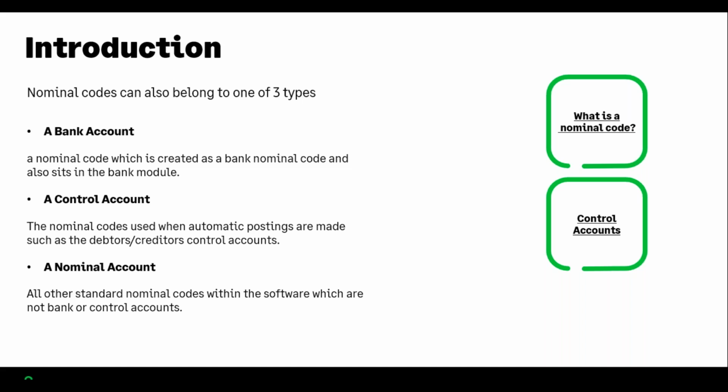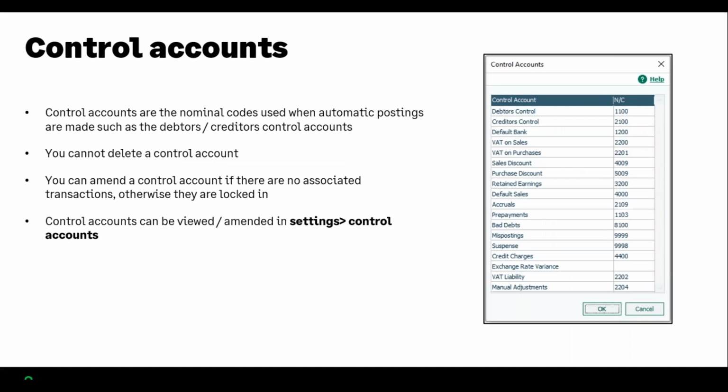So, control accounts: the nominal codes used when automatic postings are made. There's the debtors and creditors control accounts. What do we mean? If I was to post a £120 credit, the full £120 would go to your debtors control account. £100 would go to your sales code, and maybe £20 to your sales tax control account. And that all happens in the background using the control account.